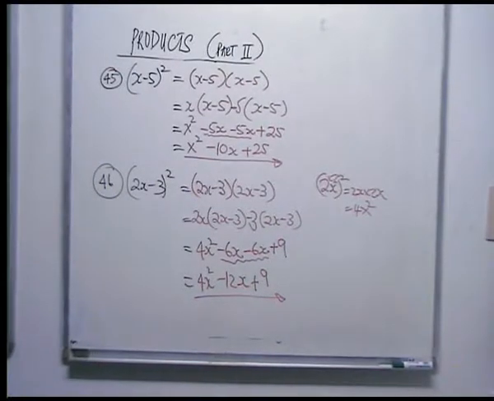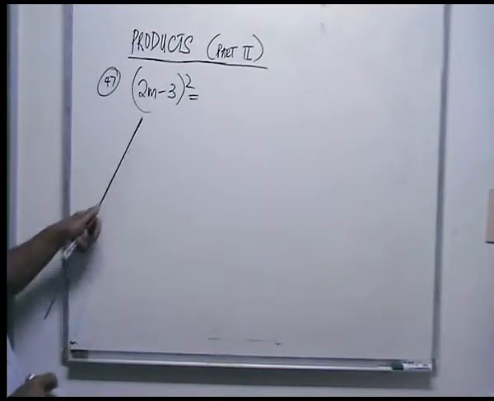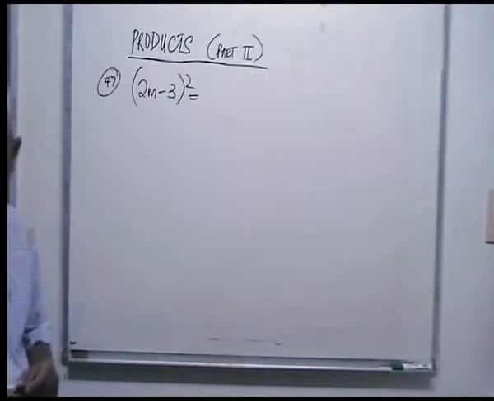So that's the answer for number 46. And we have one more to do for you on squaring a binomial. That's number 47. Alright, you can mark your work, and then we'll move on. So here's number 47. 2m minus 3 all squared. And you can complete that, and I'll mark it for you shortly.